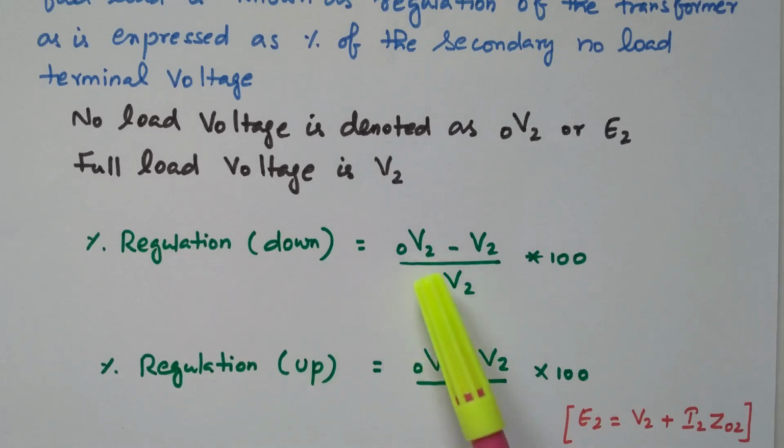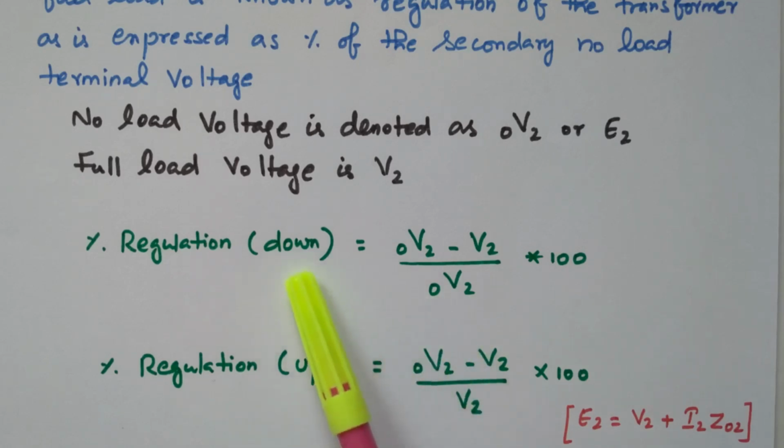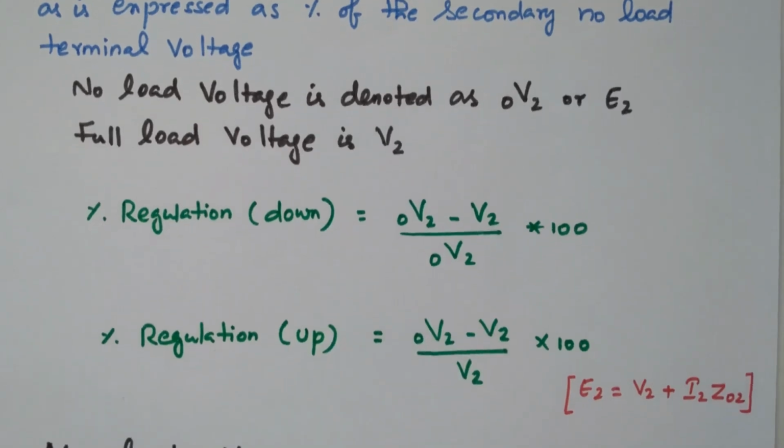So the regulation is nothing but the difference between no load voltage and full load voltage, divided by either no load voltage or full load voltage. Right? So based on that, no load voltage means it is down, full load voltage means it is up. So we'll see the derivation.